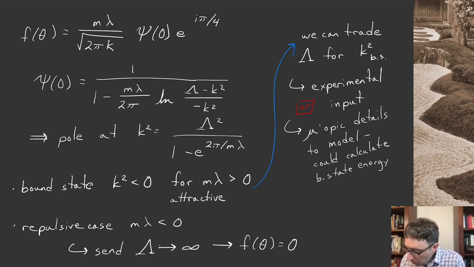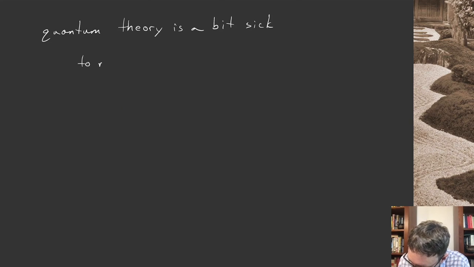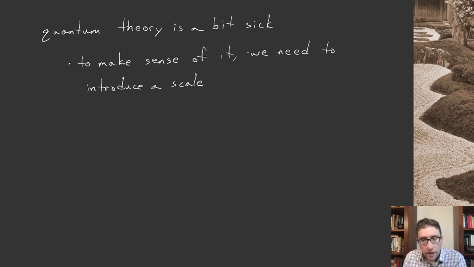Anyway, the moral I take away from it is that the quantum theory is a bit sick. And to make sense of it, we need to introduce a scale, either from some experimental measurement or from improving the theory in some other way to obviate the need for this anomalous scale breaking. Very good. So that's my second example.